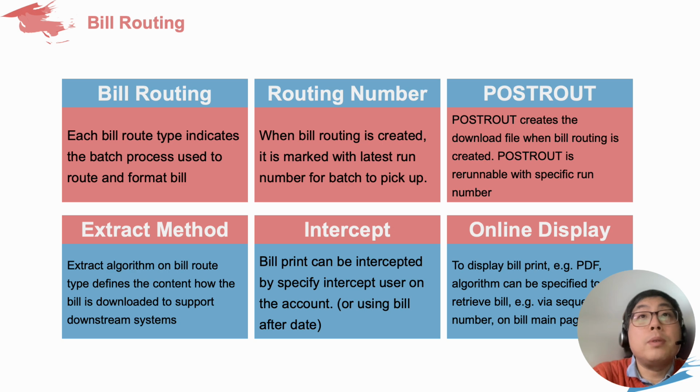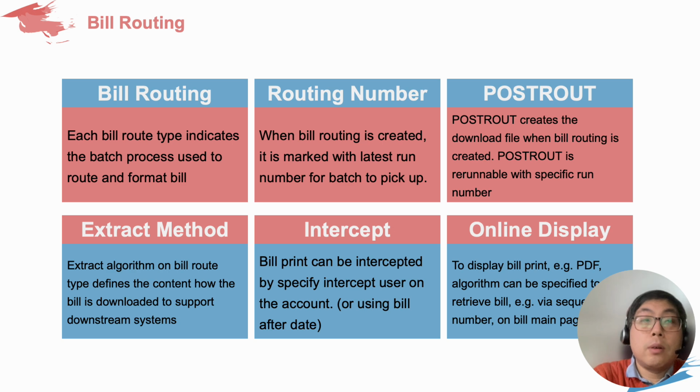Next, the intercept. Bill prints can be intercepted by specifying an intercept user on the account. And there are two options. Either you specify a user, or you can add a bill after date. If you add a bill after date in the future, that means the bill won't be generated until that date.